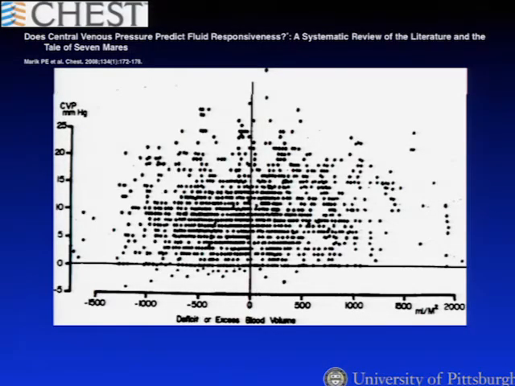Now, unfortunately, CVP has not proved useful as a measure of intravascular volume status. What you see here are 1,500 simultaneous measurements of blood volume versus CVP in a heterogeneous ICU population. And you can see there's no association whatsoever between those two variables, with some patients who have low CVP demonstrating volume overload over here, and other patients with high CVP but volume depletion.